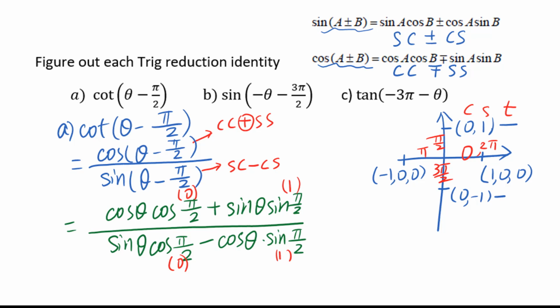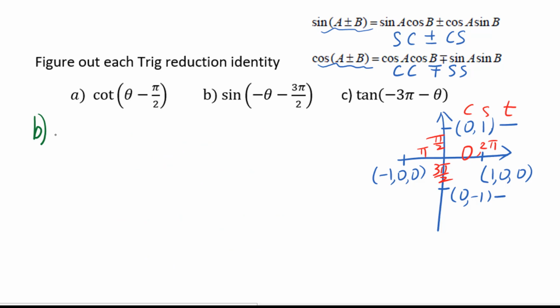So we plug in values, and you will get this. This will be 0, so you don't have to write it. Then sine theta times 1 will be sine theta. Here, this will be 0 and negative cosine theta. So your answer will be negative tangent theta.